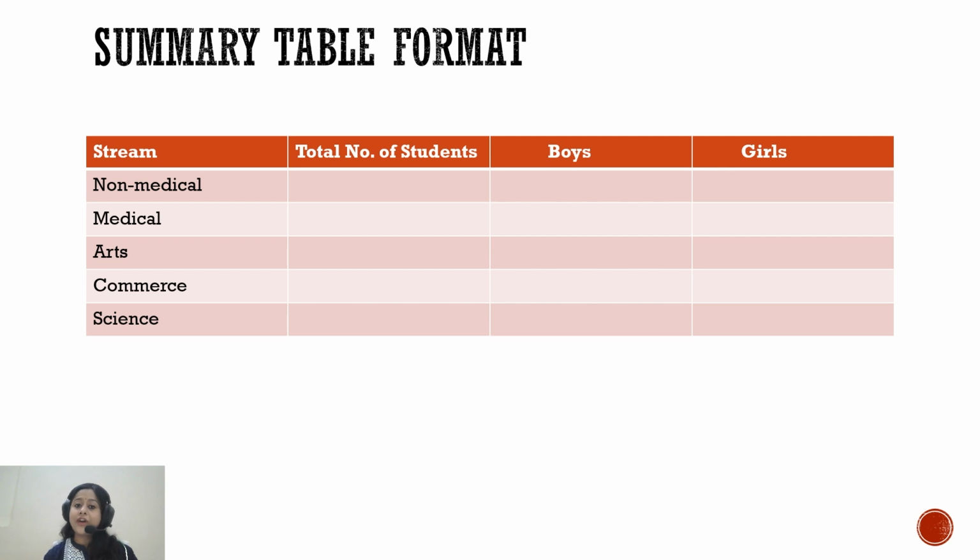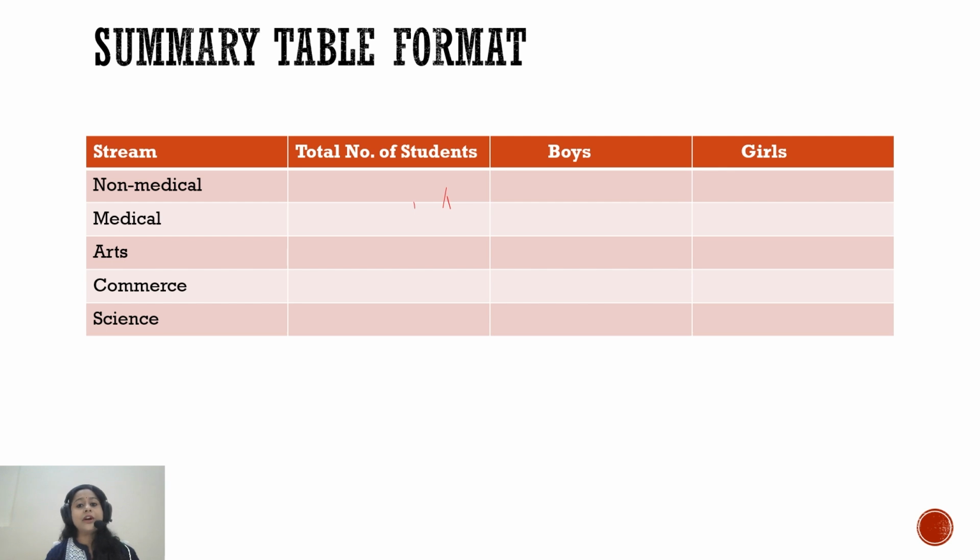First, there are 5 streams of studies. We know what is the total number of students. Now you have to find out what is the total number of students in each stream, right? So we will write it down here. Right here we will write it down.